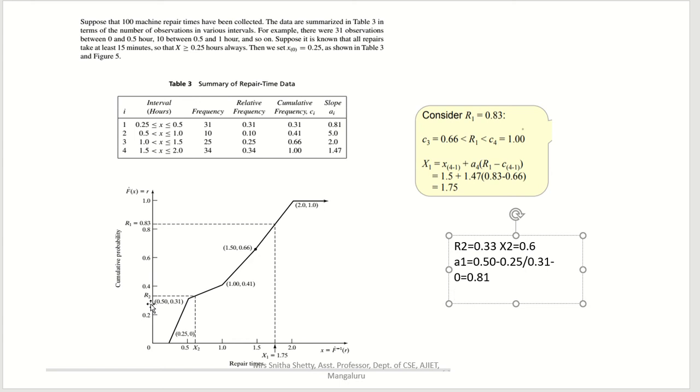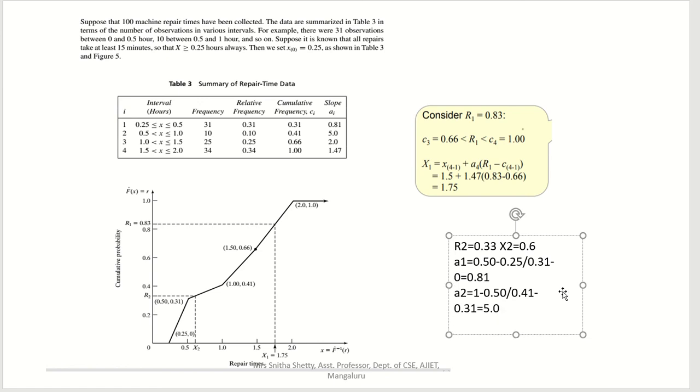Similarly, you can generate slope 2. How to generate a2? Here xi is 1. So a2 is equal to 1 minus 0.50 divided by 0.41 minus 0.31. So you will get the answer as 5.0.